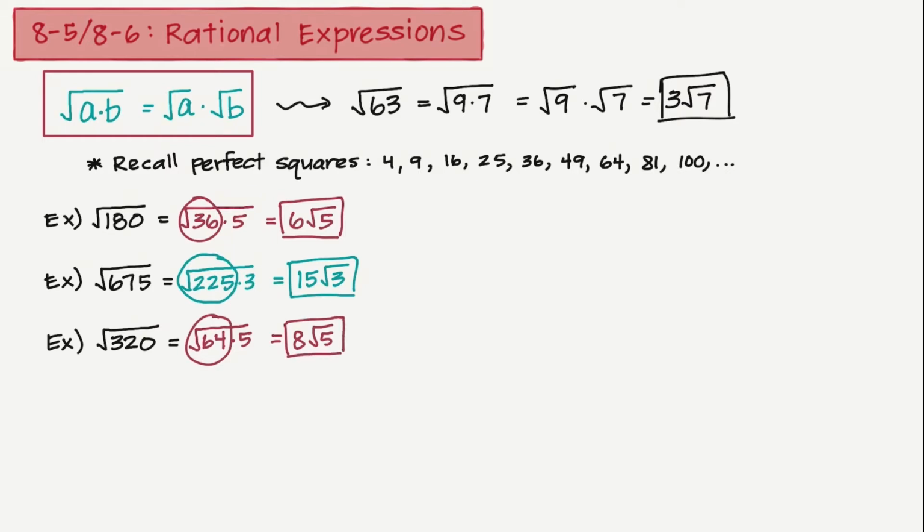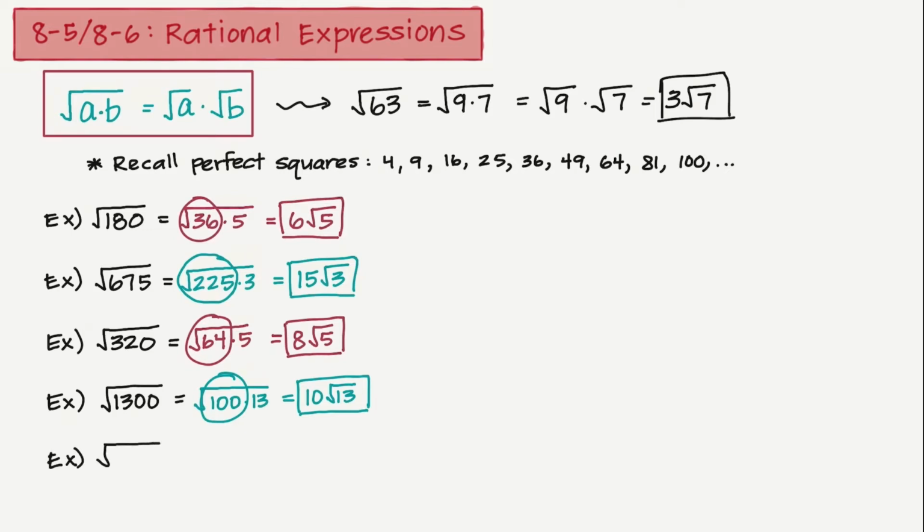For our next example, let's do something even bigger. Let's find the square root of 1,300. Well, this is the same as 100 times 13. And square root of 100 is 10, so my final answer is 10 radical 13. Piece of cake. So really knowing those perfect squares comes in handy.